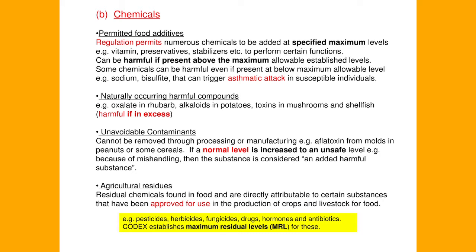That's why I want you to browse Codex and see whether you can find the established maximum residual levels for this pesticide, herbicide, fungicide, etc. So residual chemicals found in food are directly attributable to certain substances that have been approved for use in the production of crops in the primary production, during production in the farm. So they are approved, but the level in food must be properly controlled.